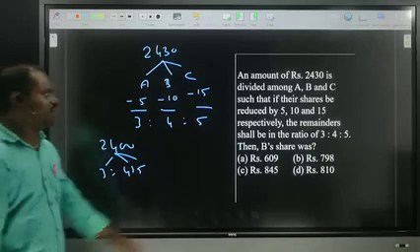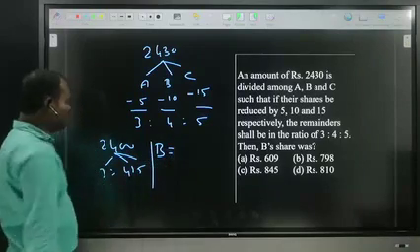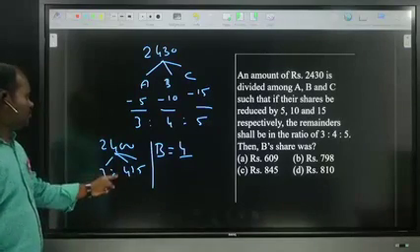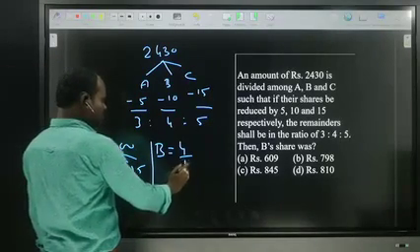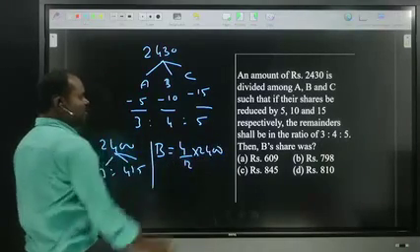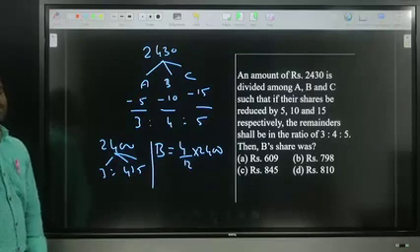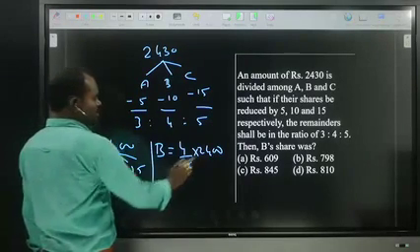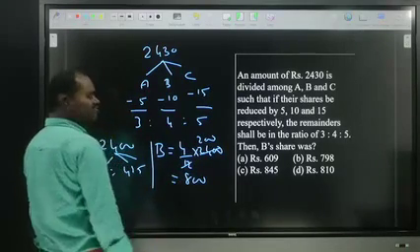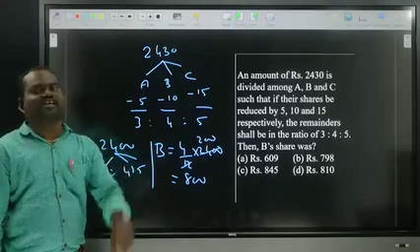We require the share of whom? B. B was getting 4 parts out of 3 plus 4 is 7, 7 plus 5 is 12 parts, times the total money 2400. So 4 out of 12 times 2400, cancel 12, gives 800.